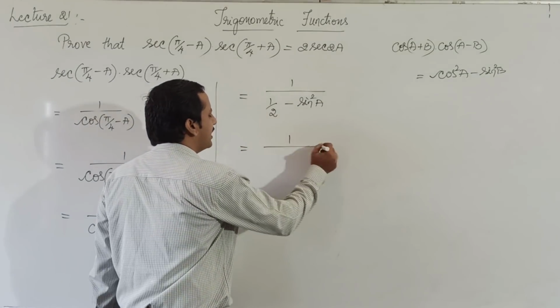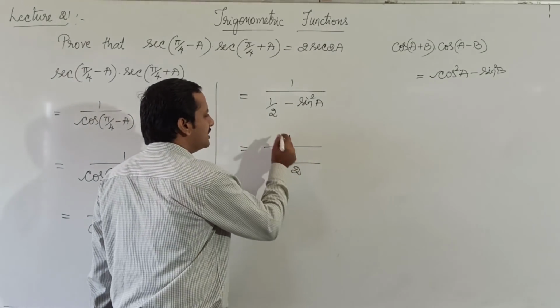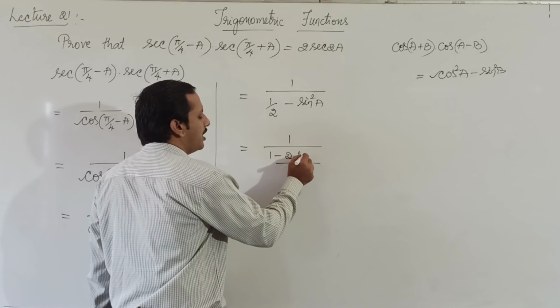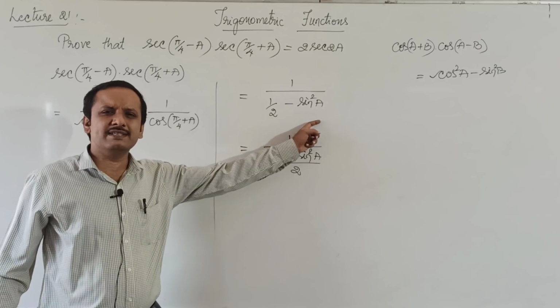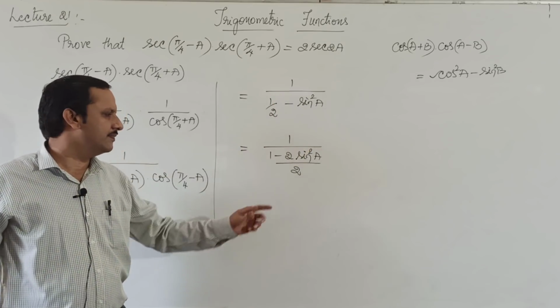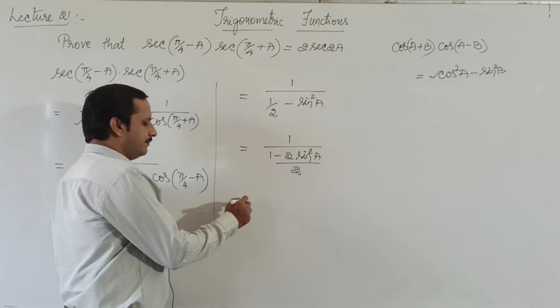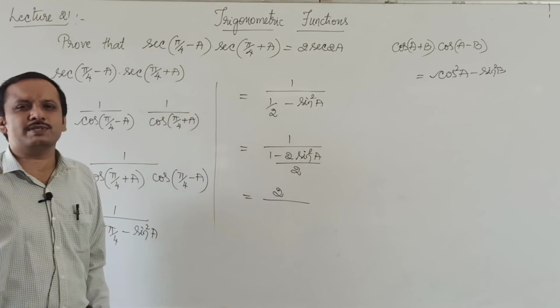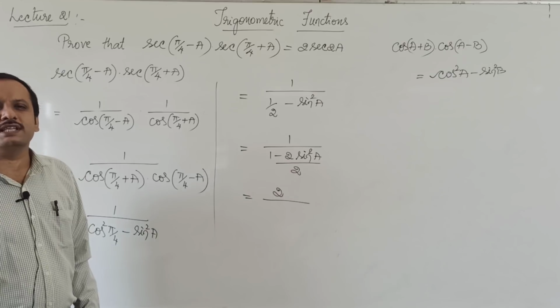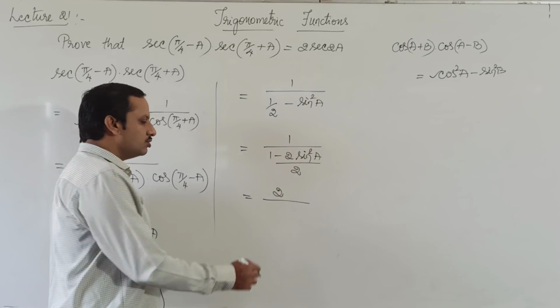Okay, so we have 1 by 2 minus sin square a. Next, take LCM here, 2 is the LCM, this will become 1 minus 2 sin square a. Then this 2 I will take it up, this will be 2 divided by, look at this, what is 1 minus 2 sin square a? 1 minus 2 sin square a is nothing but cos 2a.